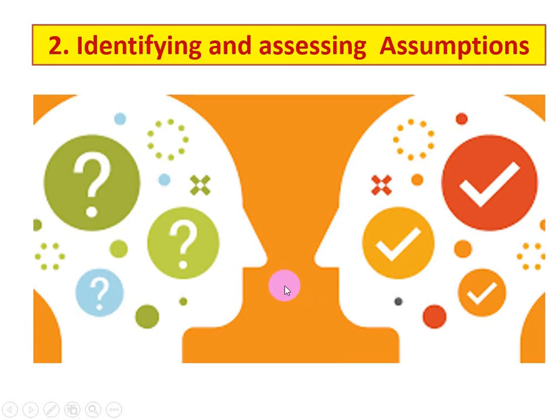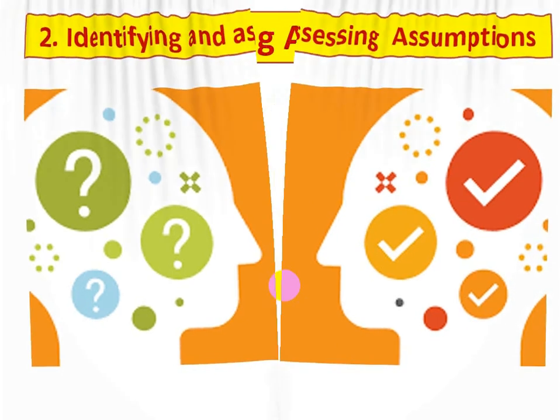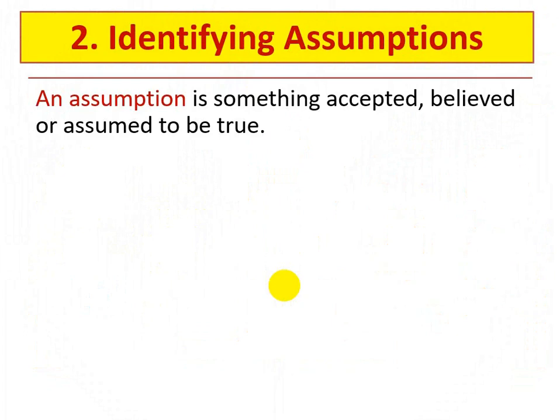Okay, the next skill of critical thinking is to be able to identify and assess assumptions: how to identify that something is just an assumption, and how to assess the strength of these assumptions. So let's first identify what is meant by assumptions. An assumption is something accepted, believed, or assumed to be true. Take care here.